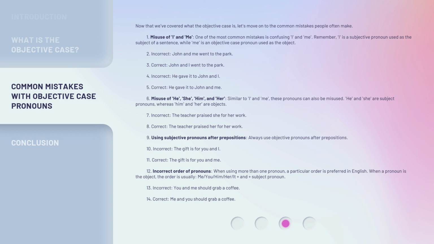12. Incorrect order of pronouns. When using more than one pronoun, a particular order is preferred in English. When a pronoun is the object, the order is usually me, you, him, her, it plus and plus subject pronoun.